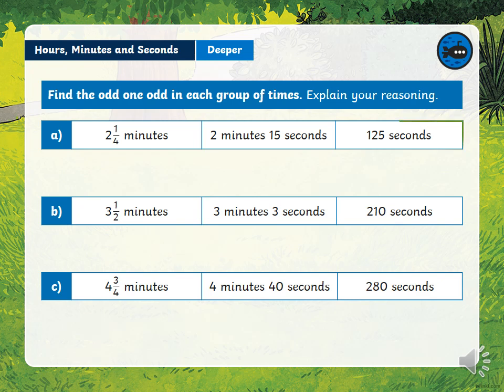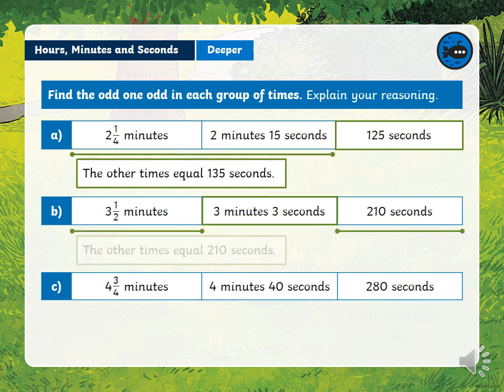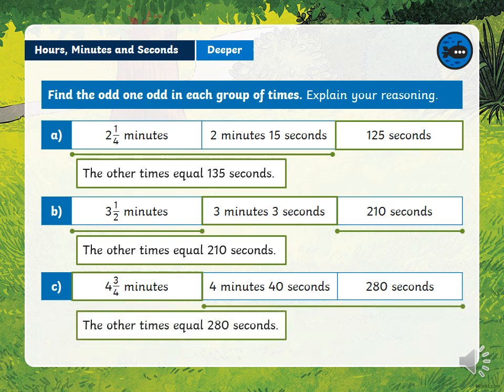Okay, so after you pause the video now, let's go through the answers. The other times equal 135 seconds. So the odd one out is 125 seconds. Now the odd one out here is 3 minutes and 3 seconds, because the other times equal 210 seconds. The odd one out in this one is 4 3/4 minutes, because the other 2 times equal 280 seconds.